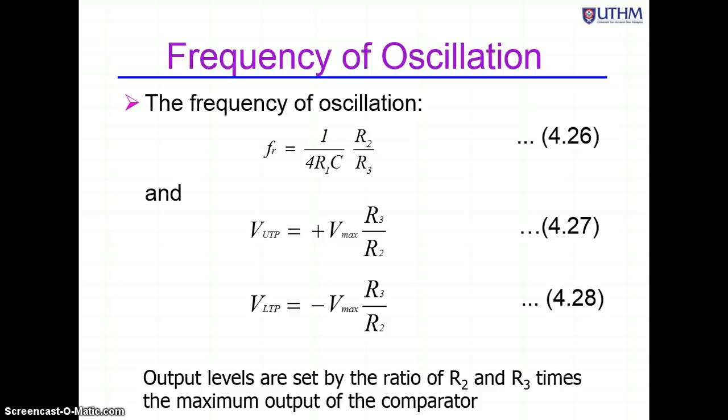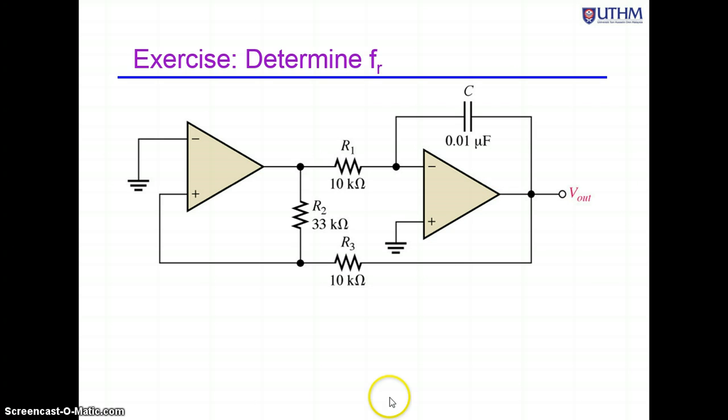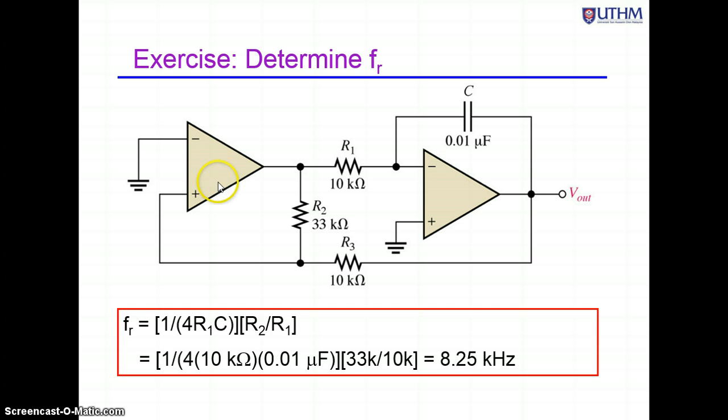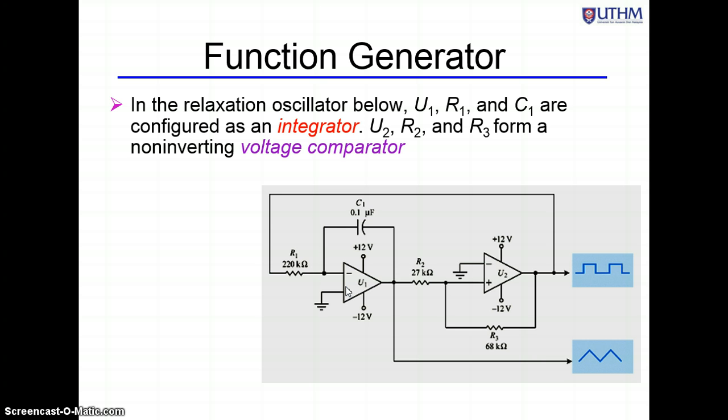So you see the output levels are set by the ratio of R2 over R3. This is the position of R2 and R3. For this exercise, to determine Fr, just simply put the values into that equation. Fr is 1 over 4 R1C multiplied by R2 over R3, so you get about 8.25 kilohertz with all these values: C 0.01 micro, R1 10k, R2 33k, and R3 10 kilo ohm.